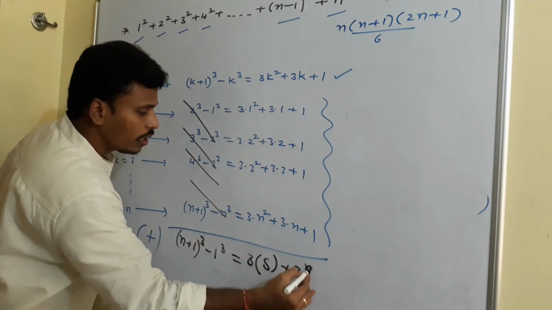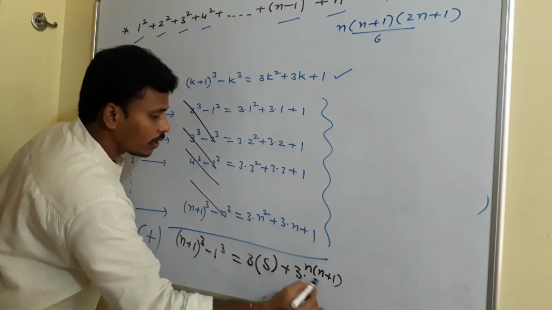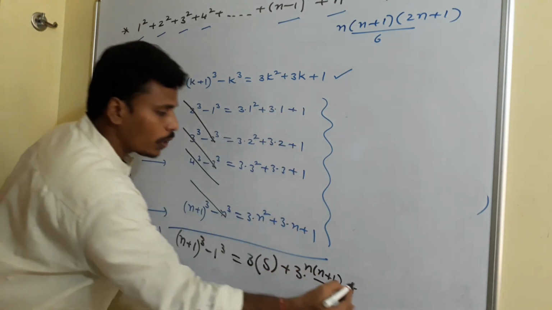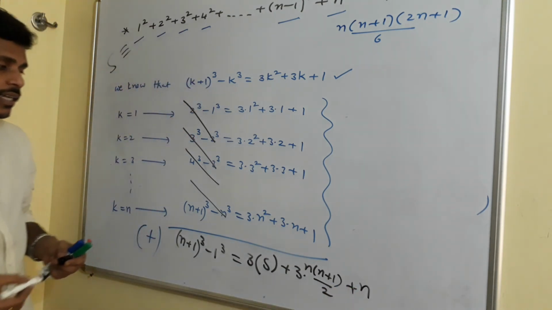If you common out 3, you need to add the first n natural numbers, that is n into n plus 1 by 2, plus 1, 1, 1, 1, 1. How many ones are there? N ones are there, and that is n.